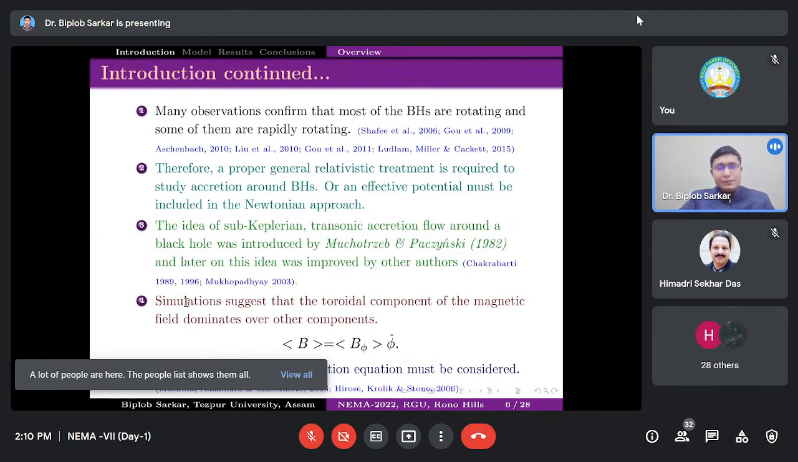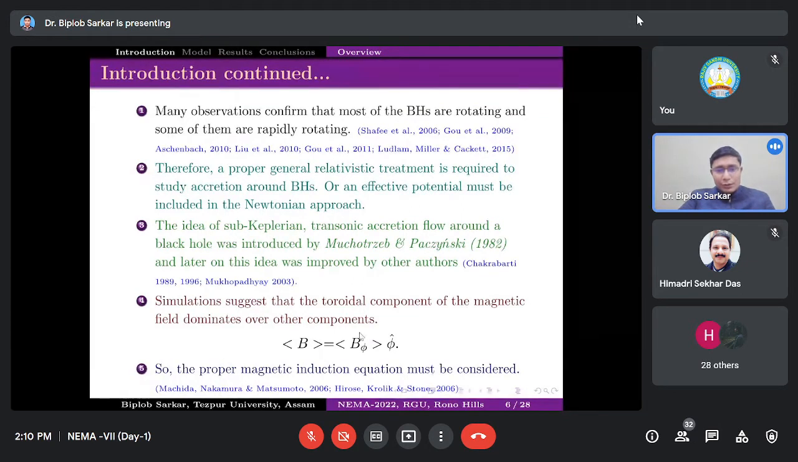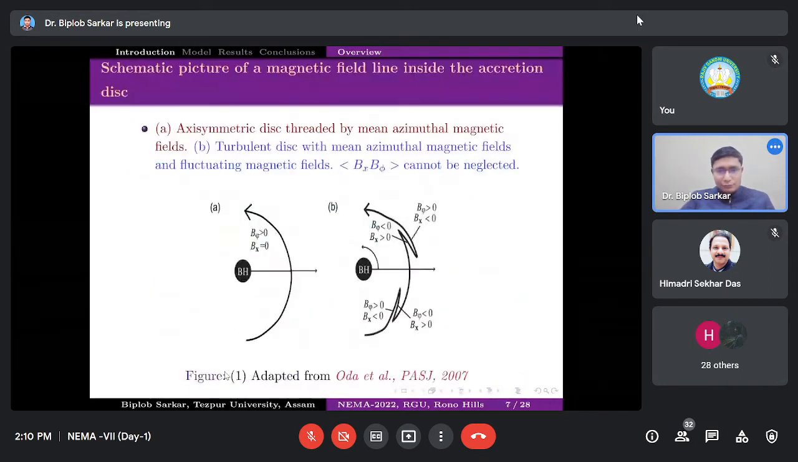Again, numerical simulation studies suggest that the toroidal component of the magnetic field in the accretion flow dominates over the other components, for example, the poloidal component. So in our work we considered that the accretion flow is threaded by toroidal magnetic fields. The magnetic field is given by B phi cap, and in such a case a proper magnetic induction equation must be considered while modeling the accretion flow.